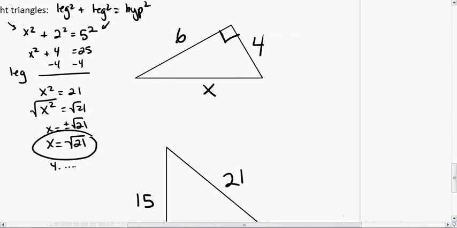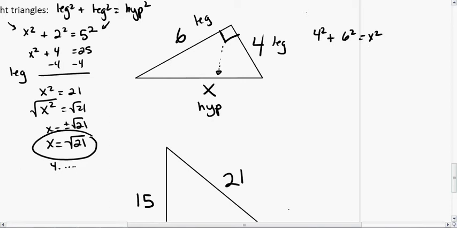I've got 6, 4, and x. So once again, I'm going to decide where the hypotenuse is and where the two legs are. Well, x is sitting on the hypotenuse. That's the side across from the right angle, which means that these two sides are legs, the 6 and the 4. All right, let's plug it into leg squared plus leg squared equals hypotenuse squared. So 4 squared plus 6 squared equals x squared.